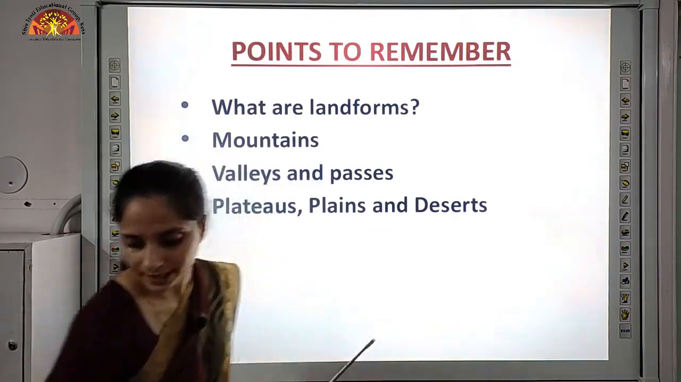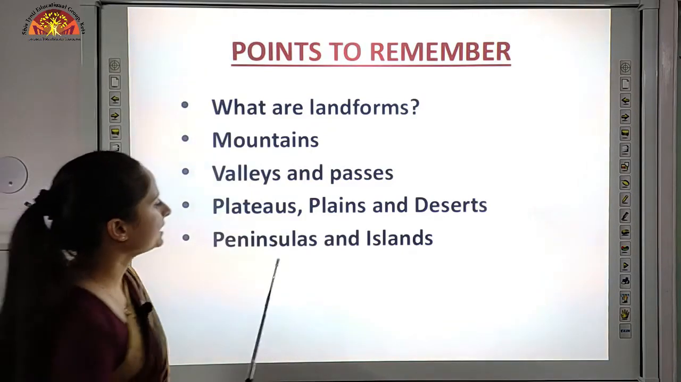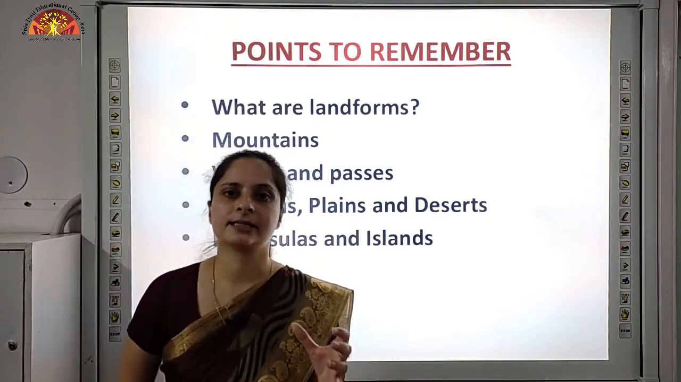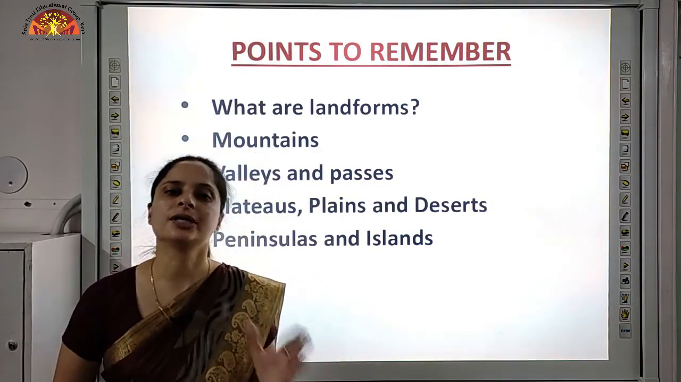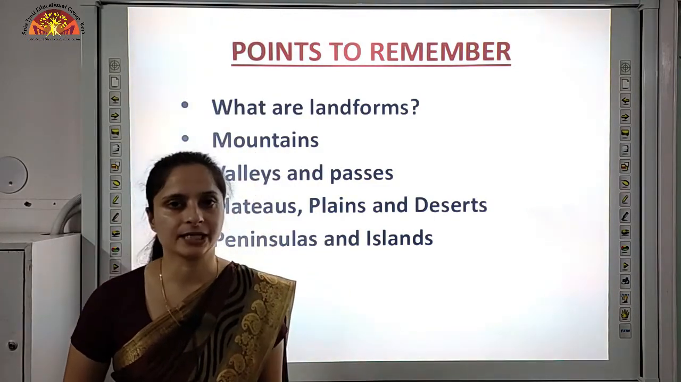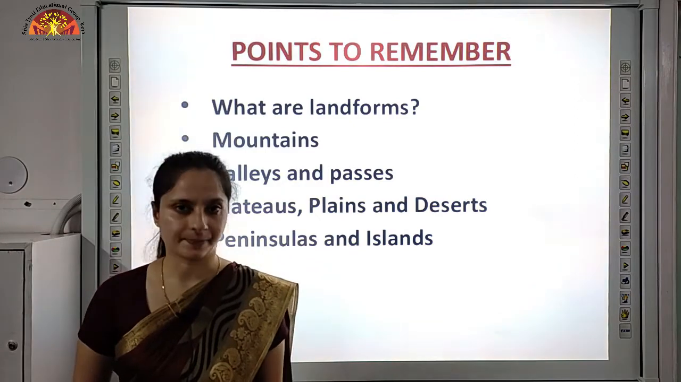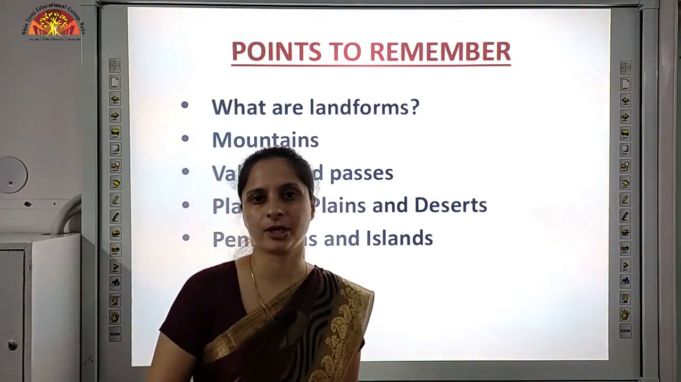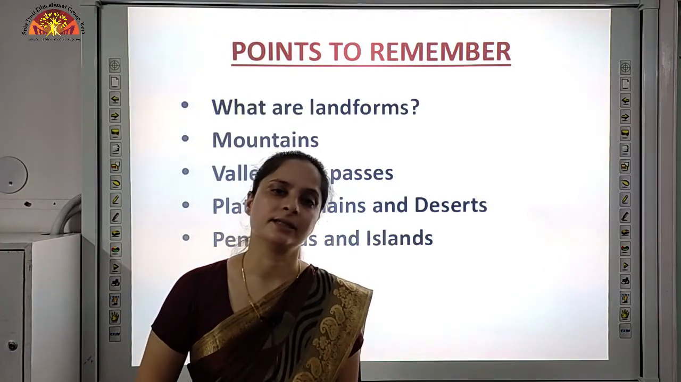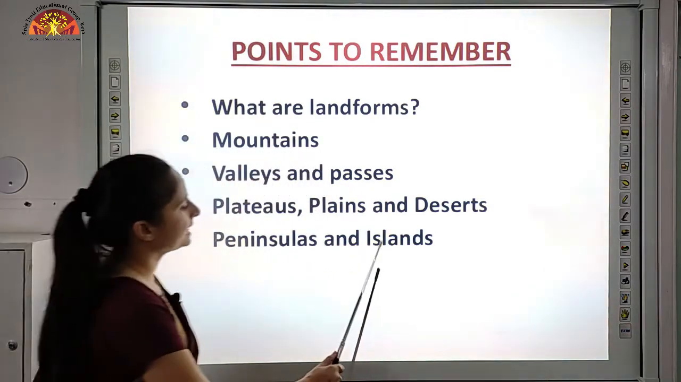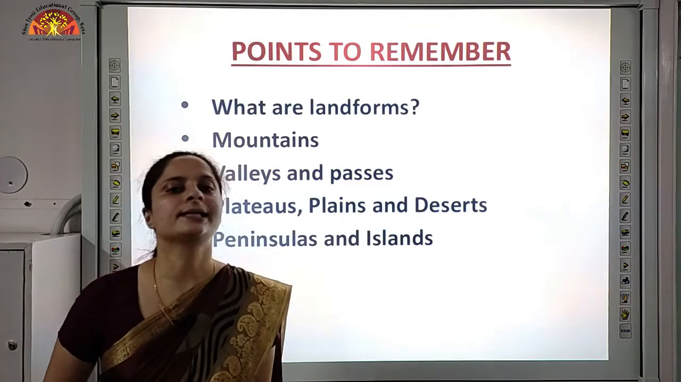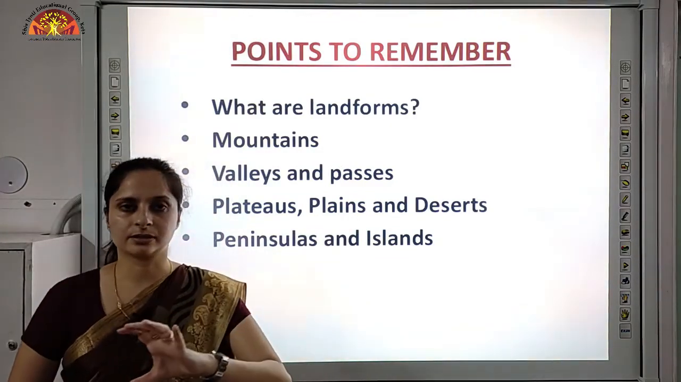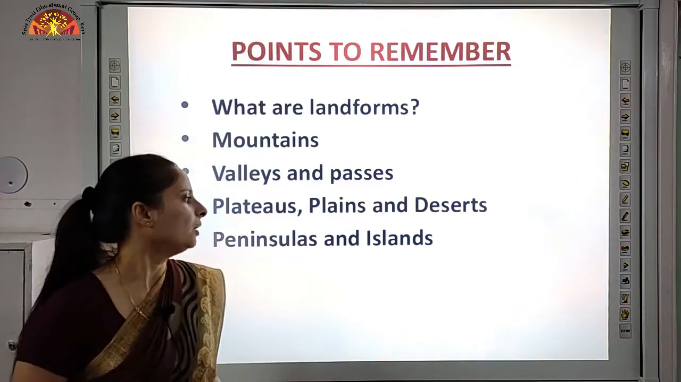Then we discussed peninsulas and islands. Peninsula: the land surrounded by water on three sides is called a peninsula. For example, India is a peninsula as it is surrounded by three water bodies, that is the Bay of Bengal, Arabian Sea and the Indian Ocean. Then islands. Islands are totally surrounded by water. It's a landmass which is surrounded totally by water.